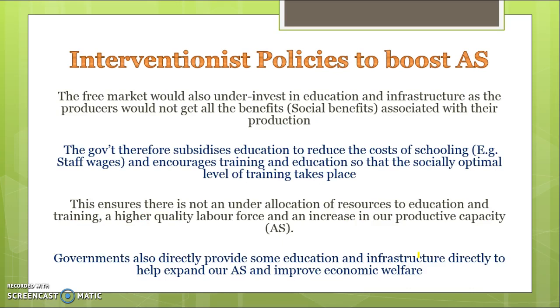The free market would also underinvest in things like education and infrastructure. So again, these are interventionist policies because the government promotes them because they have social benefits for society. So for example, with education, that helps to reduce the cost of schooling and encourages training and education to the socially optimal level. This ensures there's not an under-allocation of resources to education and a higher quality labour force going forward. The idea is to promote aggregate supply, but also because there's positive externalities. So subsidies, education, infrastructure are all interventionist policies because the government's stepping in to provide these products or these services because without their intervention, they would be under-allocated in a free market.